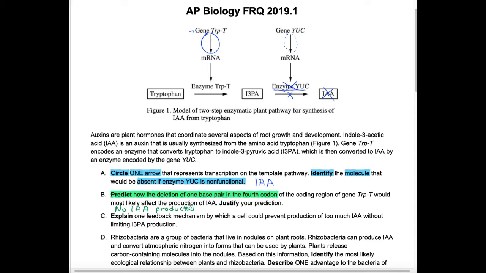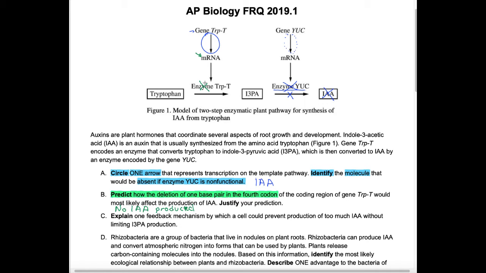Justify why? Well, if this particular mutation is affecting this mRNA transcript, I'm likely to see very little functional TRPT enzyme. Therefore, if I don't have the TRPT enzyme, I can't generate the I3PA that's a necessary precursor for the production of IAA, and there's my justification.